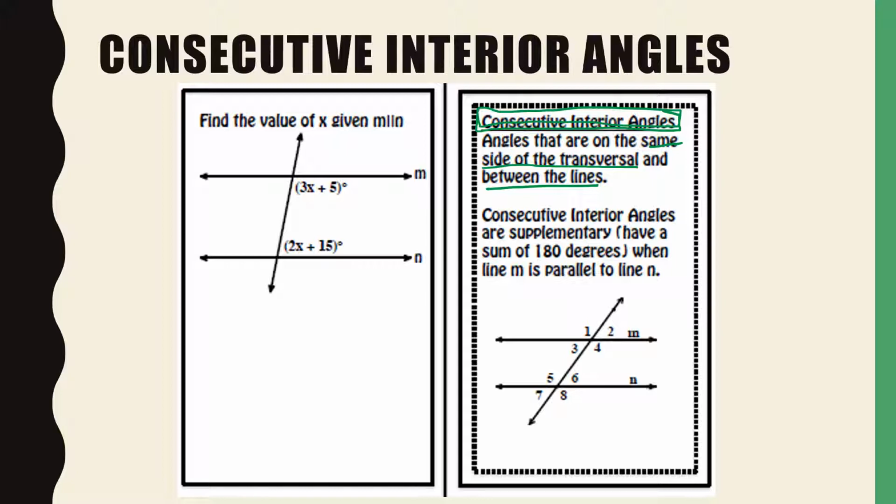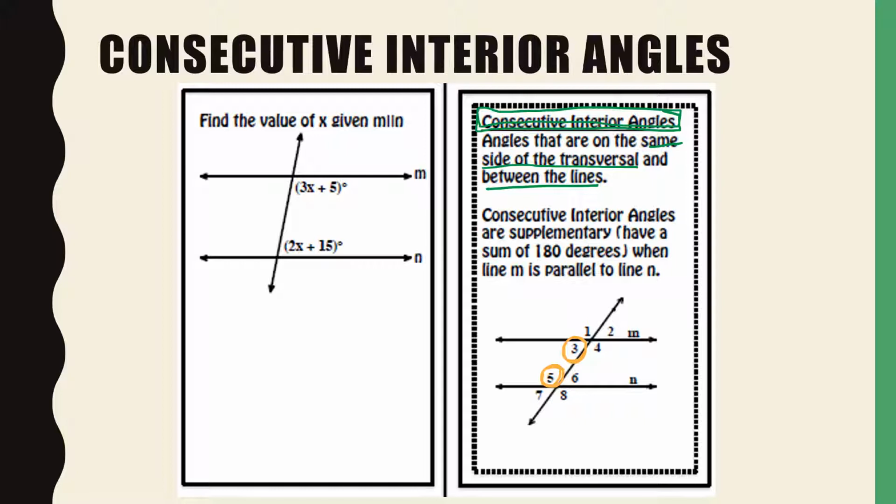So the only numbers we see that are between the lines would be 3, 4, 5, and 6. So if we start with 3, in order to be consecutive interior angles, they have to be on the same side of the transversal and between the lines. So between the lines, you only have 3 other options, 4, 5, 6. And if they have to be on the same side, so they both have to be on the left or they both have to be on the right of the transversal, the only number that's between the lines on the left-hand side with 3 would be 5. So our first set of consecutive interior angles would be 3 and 5.